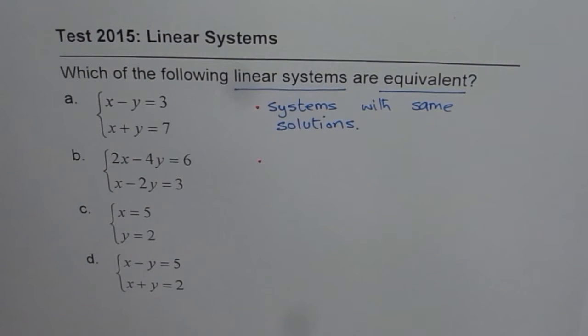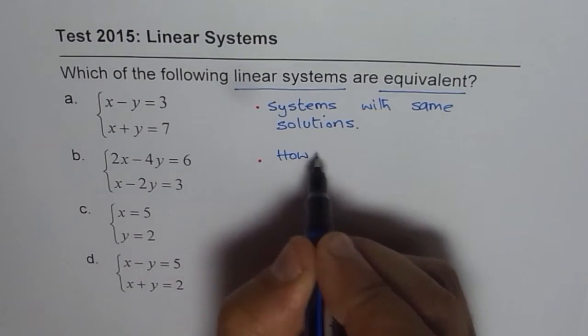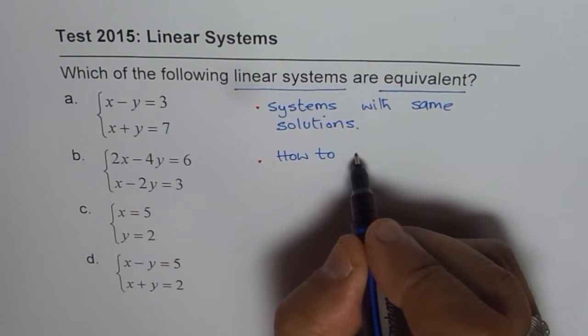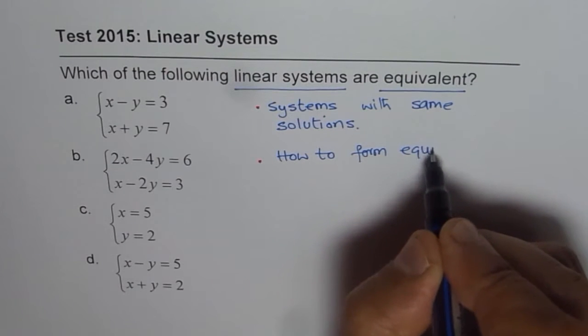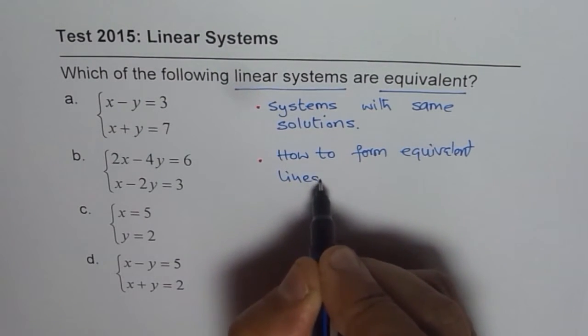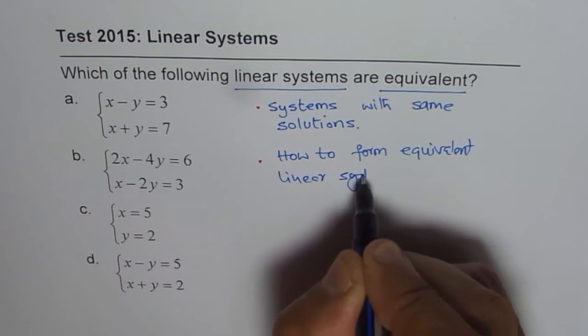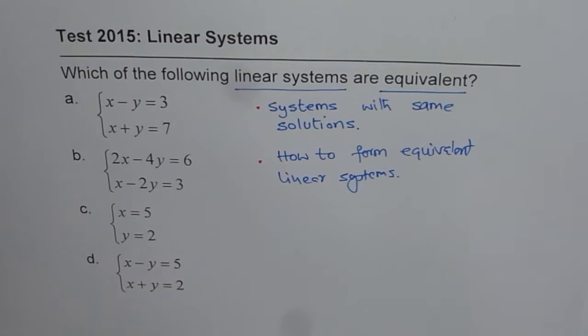Second is, how can we form equivalent linear systems? So the question is, how to make or form equivalent linear systems. If you know that, it could help you to match the 2 sets.